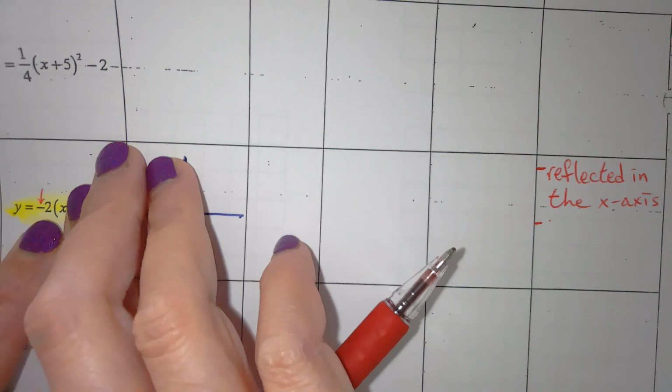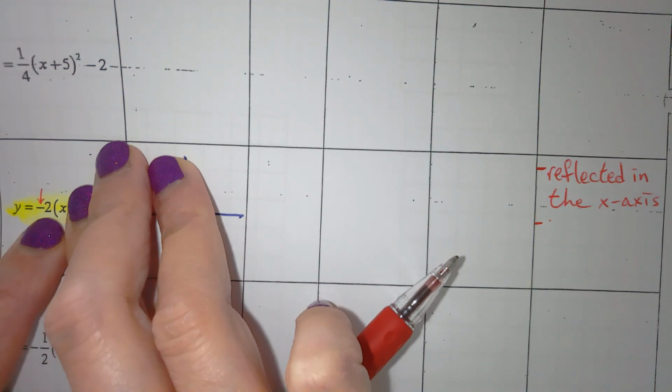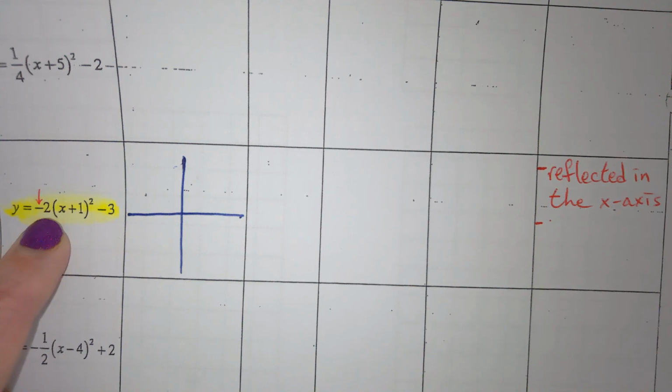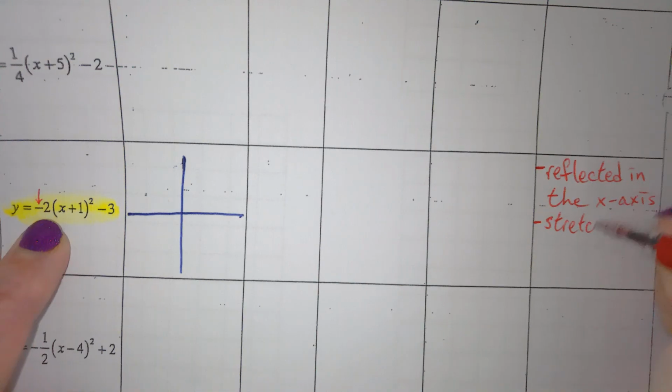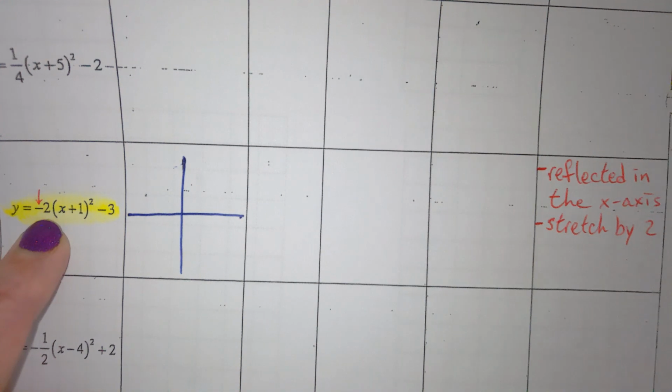So if it was just like this, negative 2x squared, what does the 2 do? Left, right is inside the bracket. This is in the front. Adam: Stretch. Stretch by how much? 2. Again, it's not stretched by negative 2 because you can't stretch something by a negative factor.